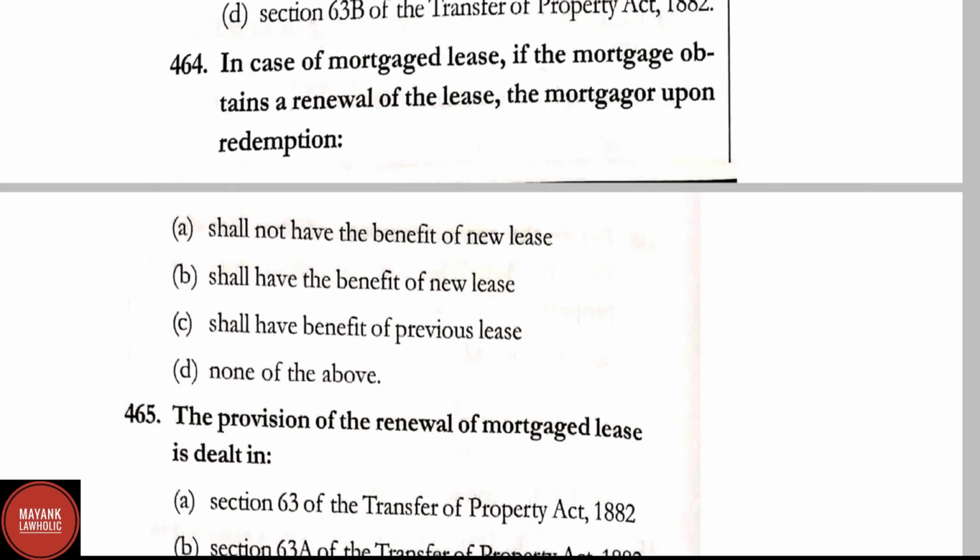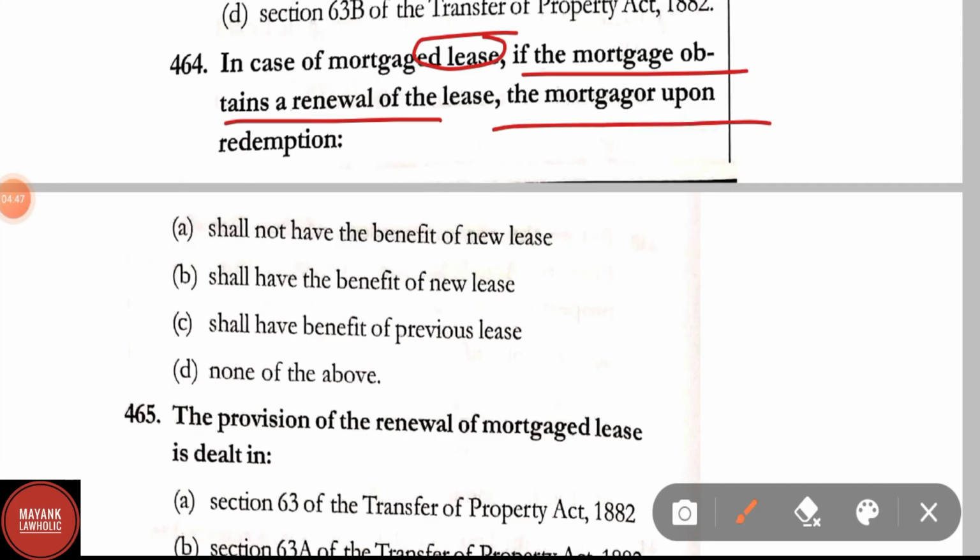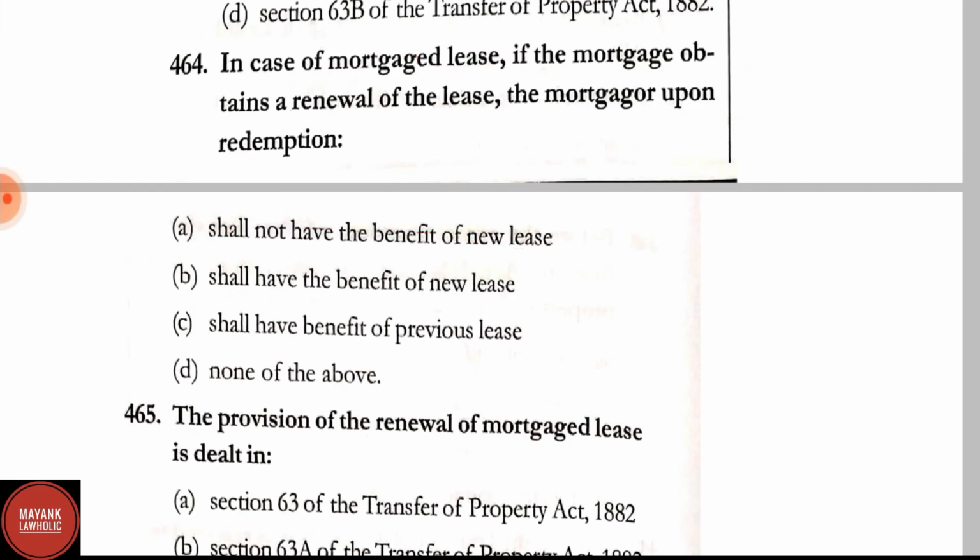Question number 464. In case of a mortgage of a lease, if the mortgagee obtains a renewal of the lease, the mortgagor upon redemption: shall not have the benefit of a new lease, shall have the benefit of the new lease, shall have the benefit of the previous lease, none of the above. Here the correct answer is option B, that is shall have the benefit of the new lease.